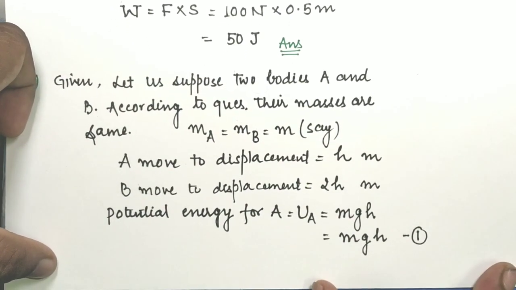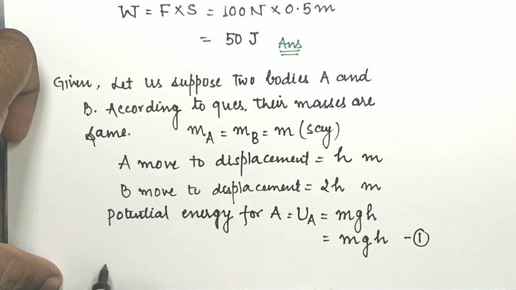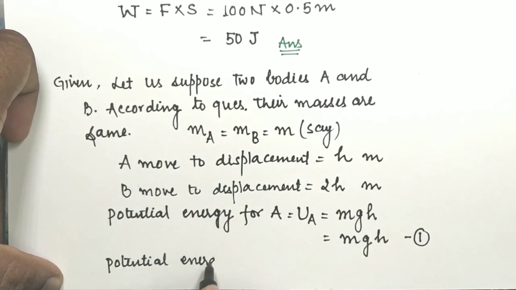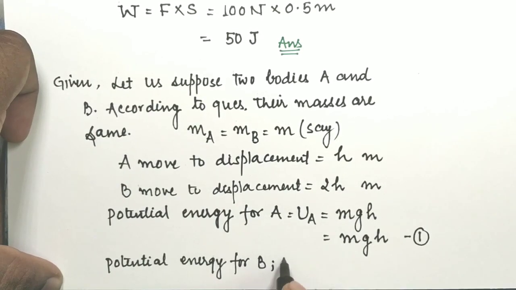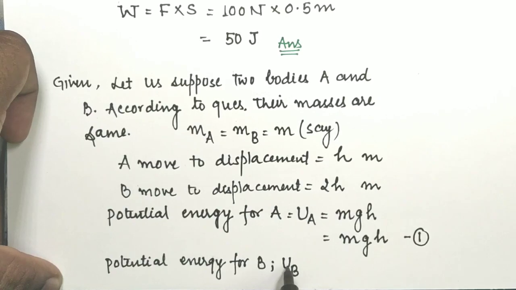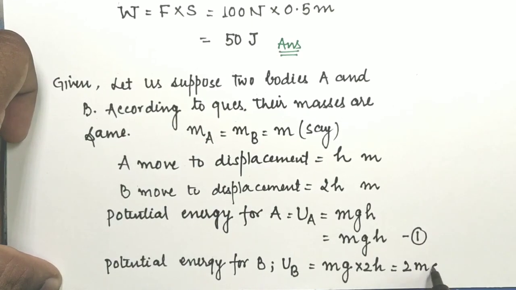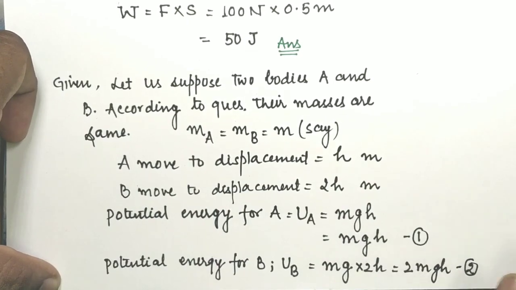Now we are moving towards the calculation of the potential energy of body B. The potential energy for body B can be given by UB. The potential energy of body B is equal to, here mass will be the same, gravity will be the same, and height is given as 2h. So it can also be written as 2mgh. Now the potential energy is increased by 2 times. This is equation number 2.